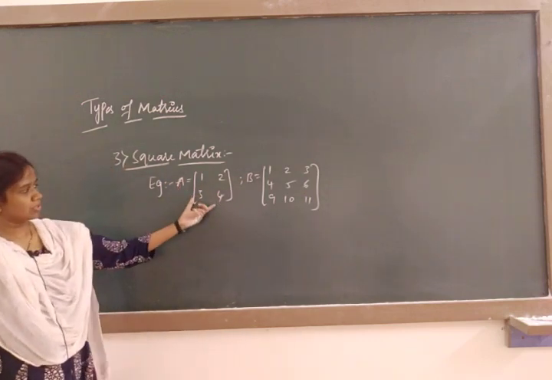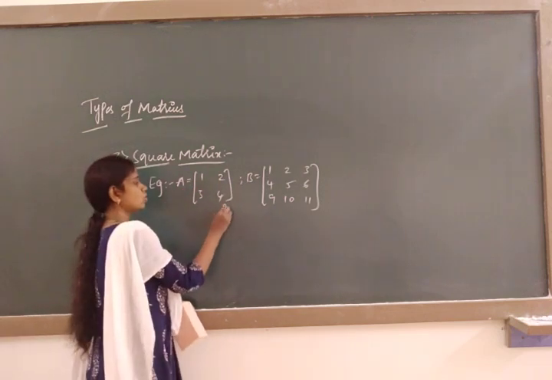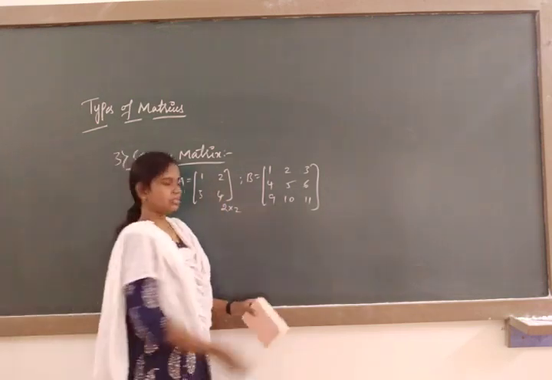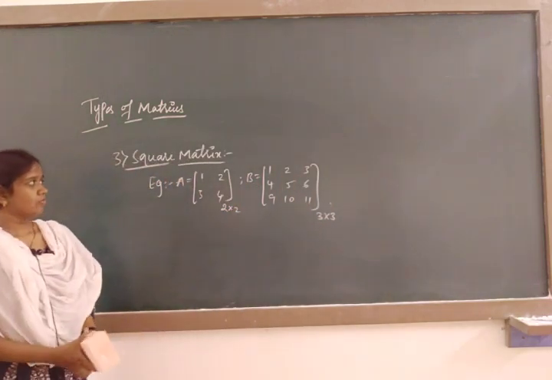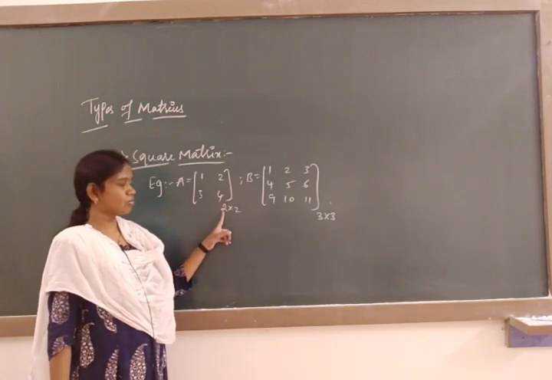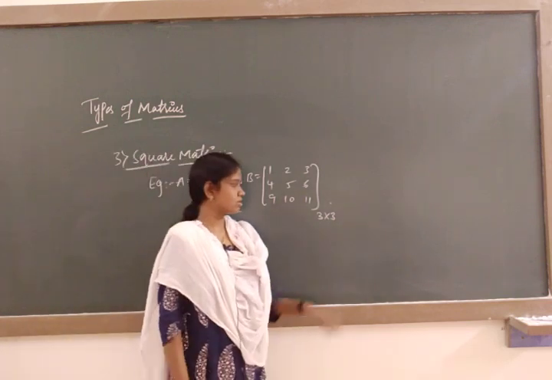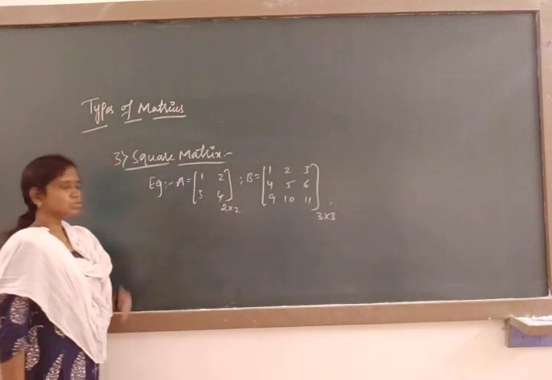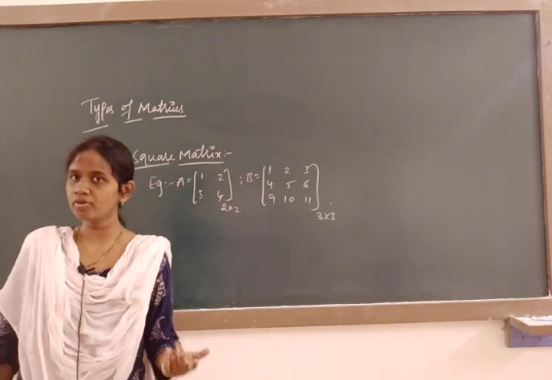By looking at this example, what is the order of matrix A? It is of order 2 cross 2, because there are 2 rows and 2 columns. Now what is the order of matrix B? It is 3 cross 3. So now we can easily define a square matrix by looking at the above examples. Here the number of rows is the same as the number of columns. Similarly, here also the number of rows is the same as the number of columns. So therefore, what is a square matrix? A matrix in which the number of rows is equal to the number of columns.